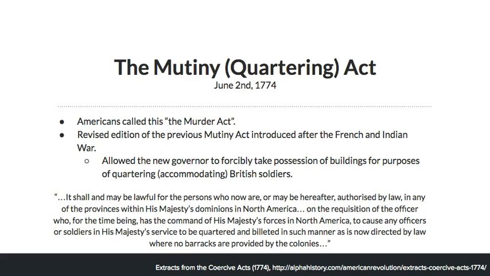Also, standing armies or British soldiers also have the history of acts such as the Boston Massacre. So all this kind of stuff is really fresh in the minds of the people of Massachusetts, and so a new Mutiny Act or a new Quartering Act is not looked upon very fondly by the people of Massachusetts.